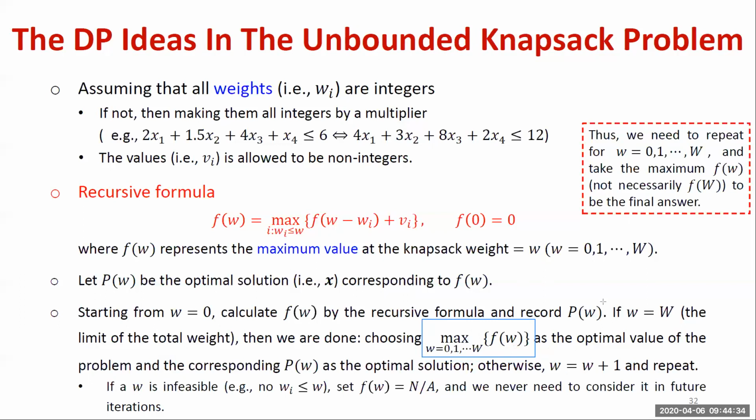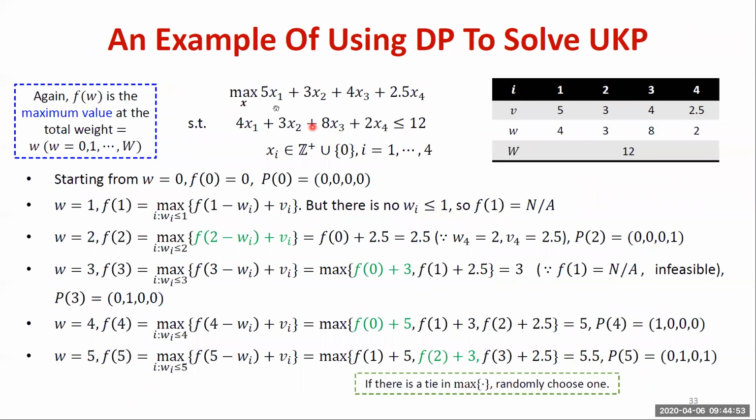We're going to repeat until small w equals capital W. So every time you do w equals w plus 1, until small w equals capital W. And if a small w is infeasible, then we will set it to be NA and never consider it in the future. Let's have a look at one example.